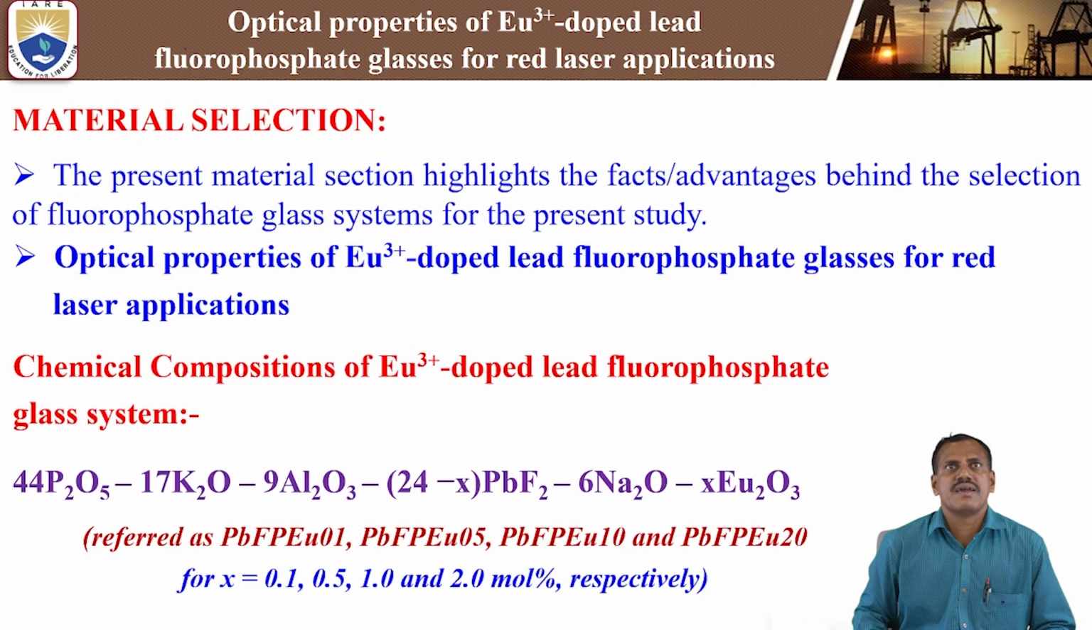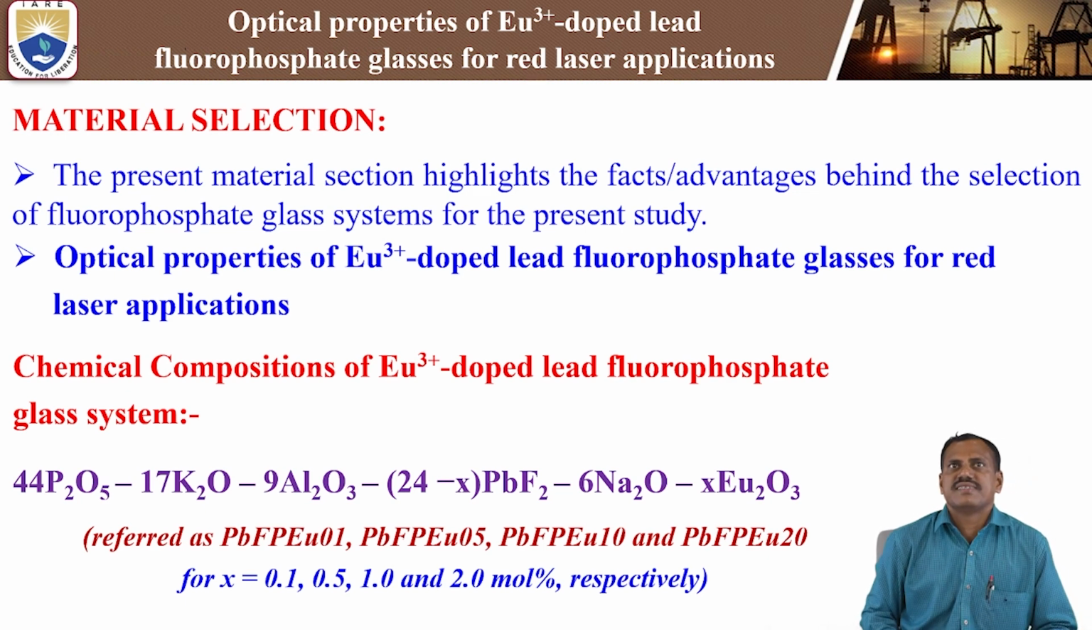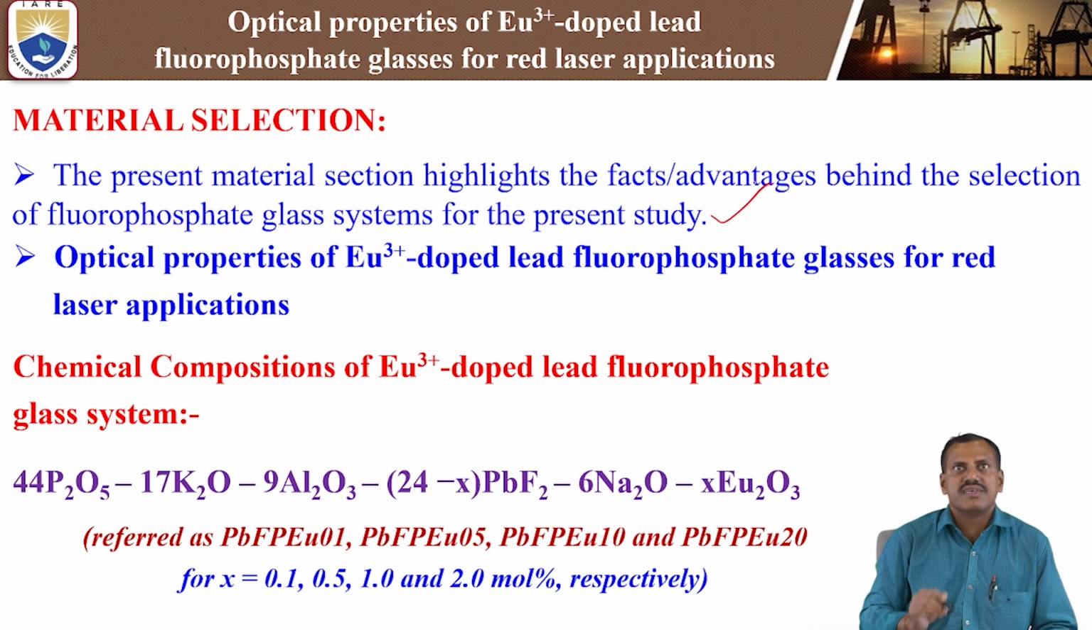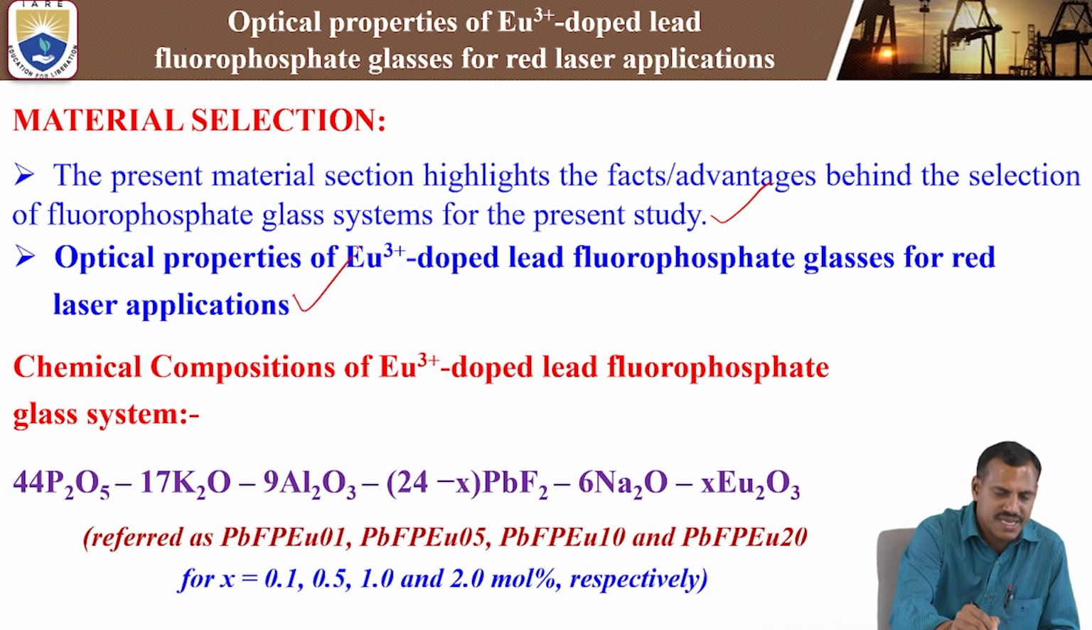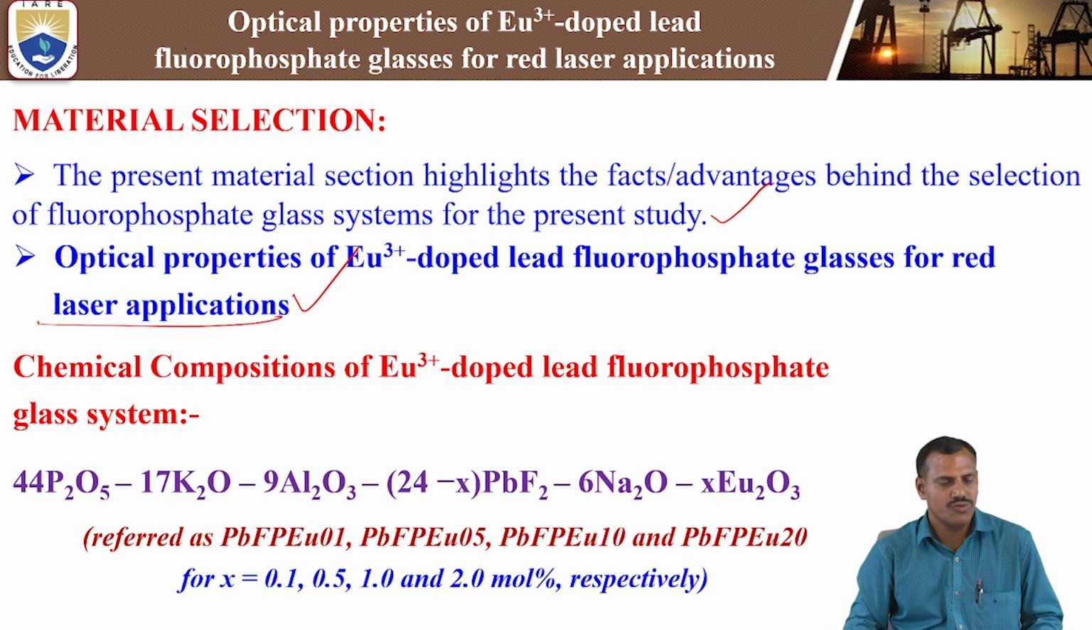Next, coming to the material selection. Before preparing the glass sample, we need to select the materials. The present material section highlights the advantages behind the selection of the fluorophosphate glass system for the present study. In the present study, we focused on the optical properties of europium 3+ doped lead fluorophosphate glasses for red laser applications. Europium 3+ doped glasses exhibit very strong red emission in the visible region. That is why they are useful for red laser applications.